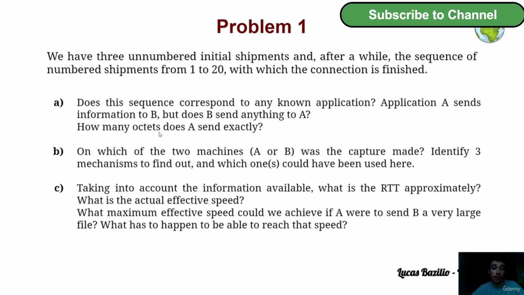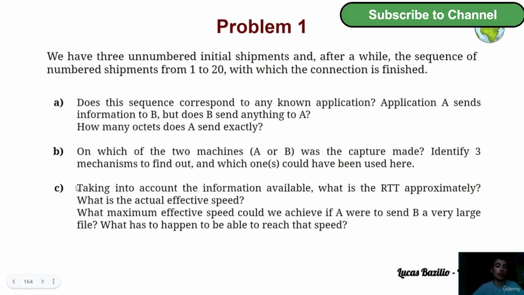Finally, how many octets does application A send exactly? Then we continue with question B: on which of the two machines, A or B, was the capture made, and also identify 3 mechanisms to find this out. And from these 3 ways of finding out which machine made the capture, which ones or which one could have been used in this problem.